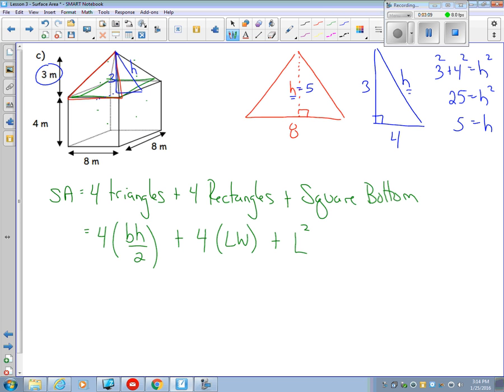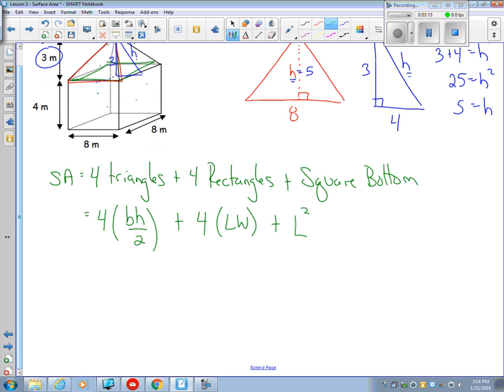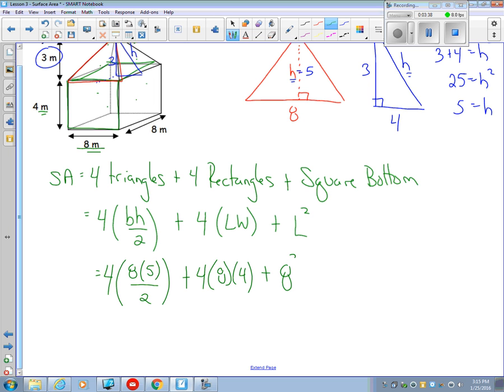That allows me to go back to my formula for surface area down here at the bottom and work with 4 times the base. The base of each triangle we know is 8. The height of each triangle we just said was 5 divided by 2 plus 4 rectangles. Each rectangle measures 8 by 4. Rectangle is this shape right here, right? 8 across the bottom, 4 up the side. Plus my bottom, my square on the bottom is each 8 by 8, or in other words, 8 squared.